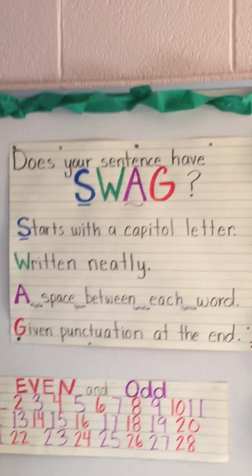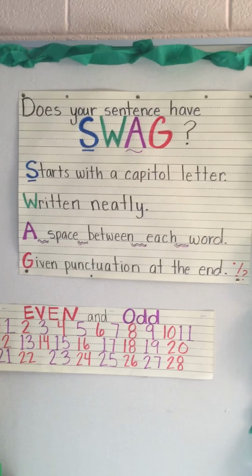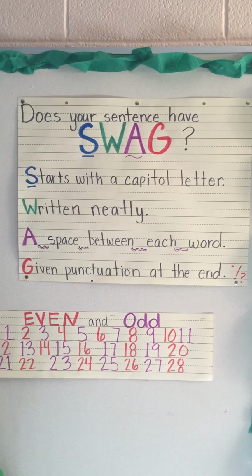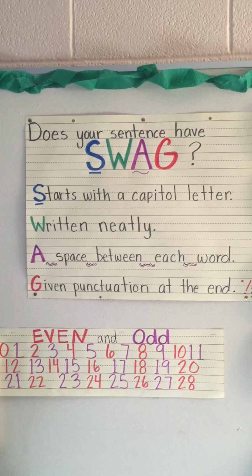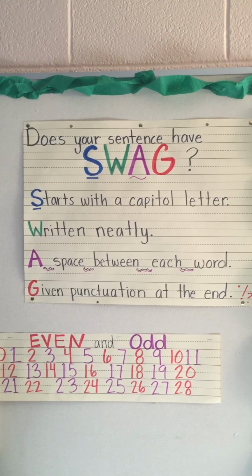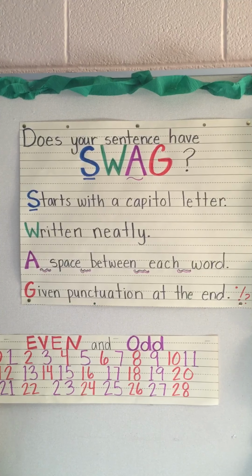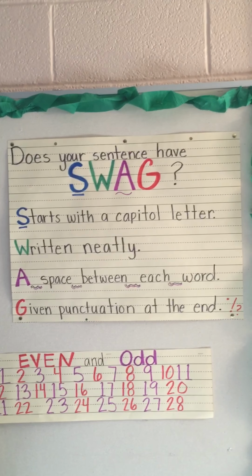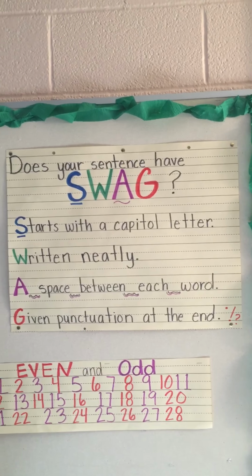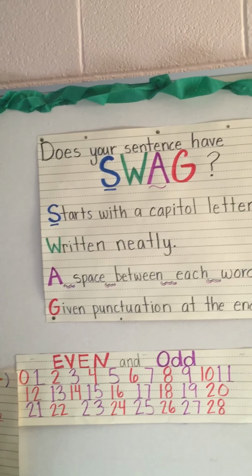Over here we have one of our fun charts. I like to make charts that help students remember just basic skills like how to write a sentence. So this one says, does your sentence have swag? Each letter stands for something that they need in their sentence. So starting with a capital letter, written neatly, a space between each word, punctuation at the end.